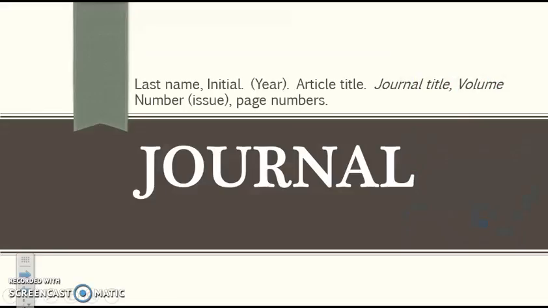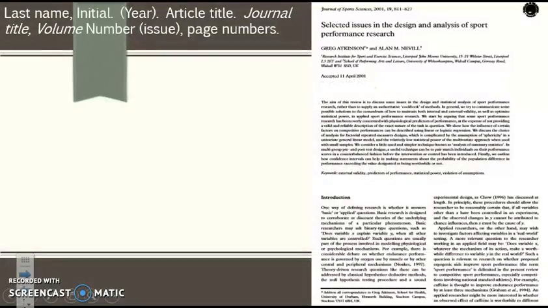Now we will look at referencing a journal. To be able to reference a journal, the full journal needs to be accessible. The majority of the information will be accessible on the first page of the journal. Just the same as a book, the name of the author goes first in a reference list.